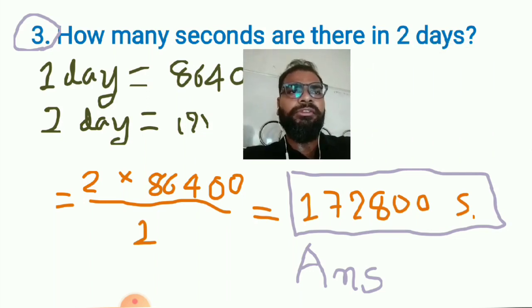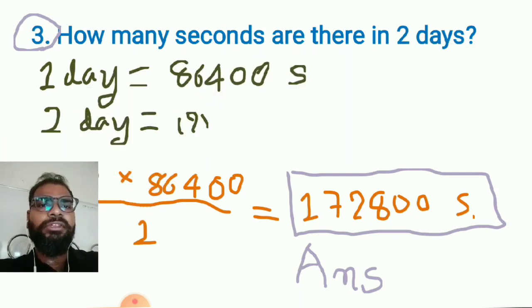So these are the 1, 2, 3 examples which they have given in your textbook. Like this you can try by yourself also to convert one unit into another unit. You can try how to convert one unit into another unit by yourself. Okay, then laws of chemical combinations.